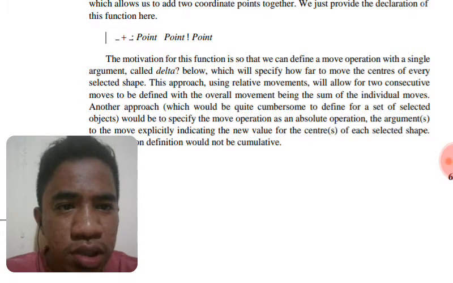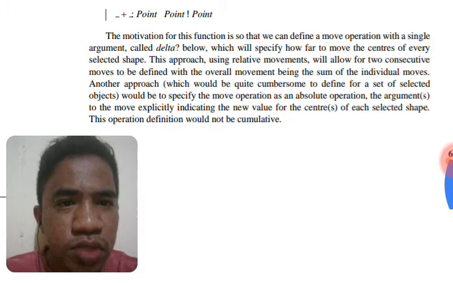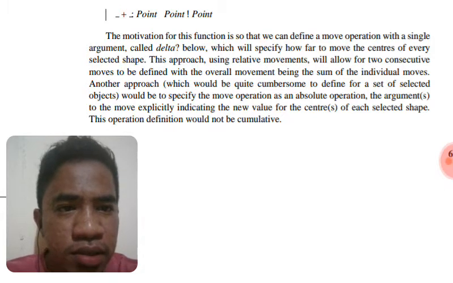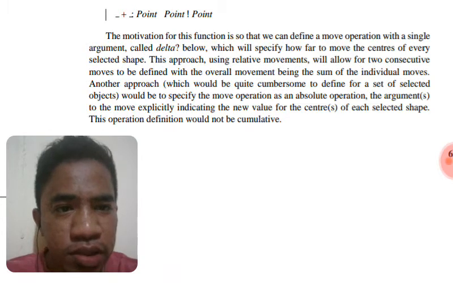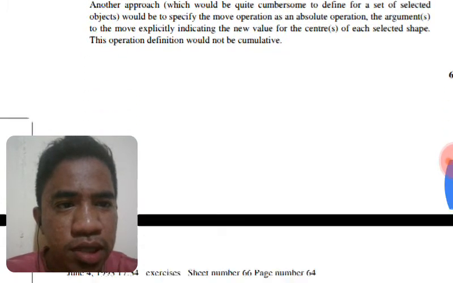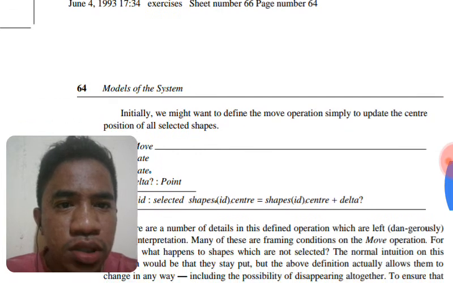Another approach, which will be quite cumbersome to define for a set of selected objects, would be to specify the move operation as an absolute operation. The argument to the move would explicitly indicate the new value for the center of each selected shape. This operation definition will not be cumulative. Model.